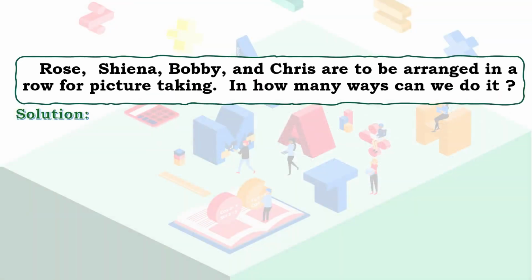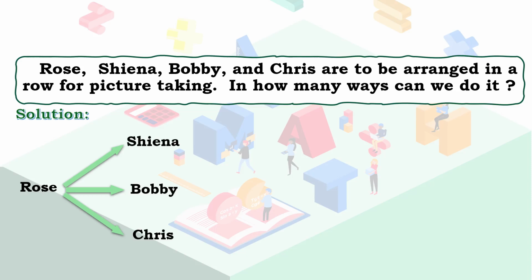How can we solve this problem? To solve this problem, we must assign each person in each position. As there are 4 persons in a picture taking, therefore there are 4 positions. To show this, we will use an arrow diagram. There are 4 choices for the first position, and we can place any one of them. If I start by placing Rose in the first position, there are 3 persons left for the next position, and that could be Sheena, Bobby, or Chris.